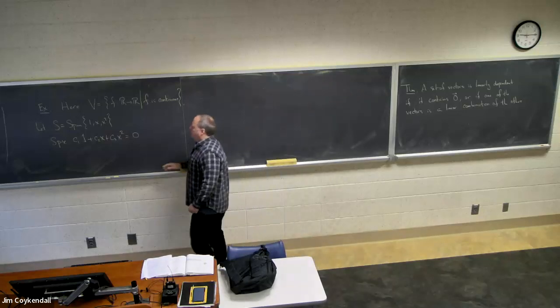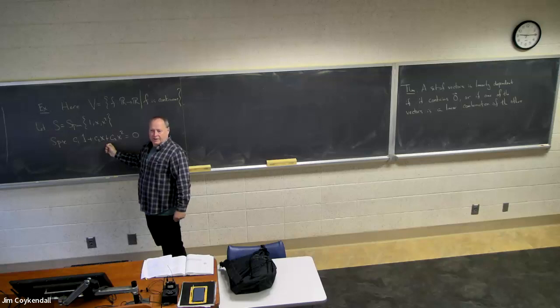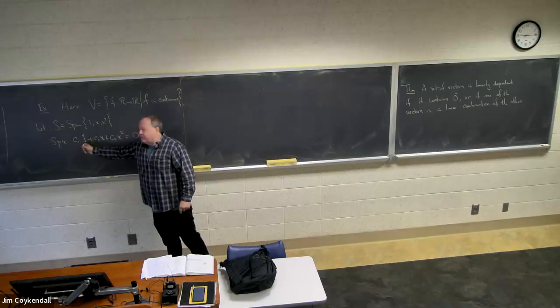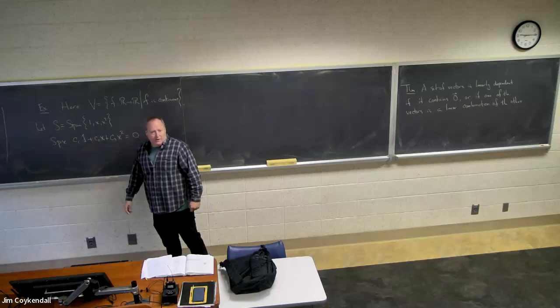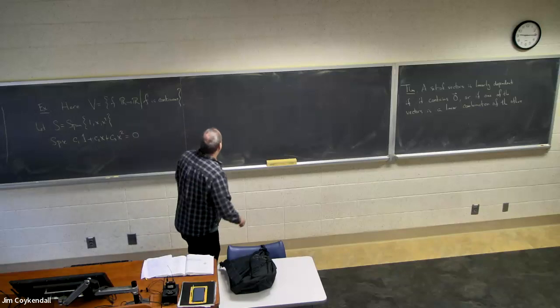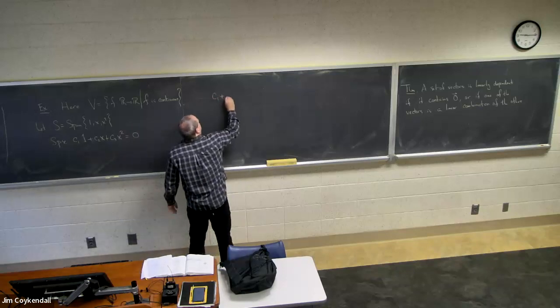Would everybody agree that this is a polynomial of degree 2 or less? For this to be 0 for every value of x, all these have to be 0. Everybody agree? So this is a linearly independent set. If you're not comfortable with that, let me do this.